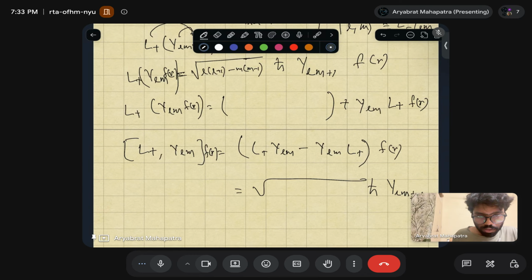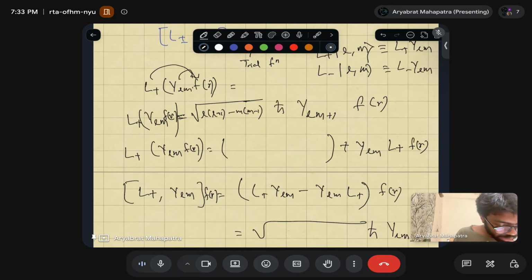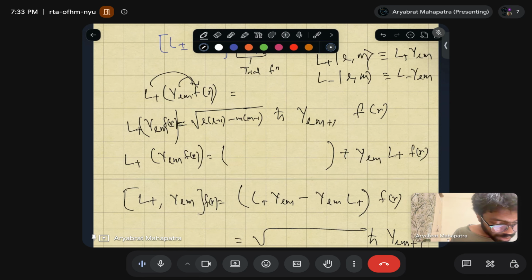Sir, how are we getting this second term? L plus is independent of r, I guess. I mean, how is L plus operating on a function of r, the radial part? No, it won't necessarily be r, maybe, yes, you are right. So it could be f of r theta phi.